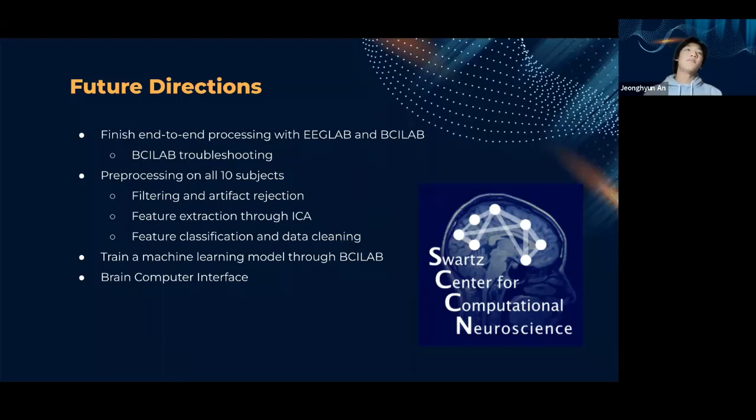After that, we're going to apply what we learned and the steps that we took on pre-processing all 10 subjects and putting them in BCI lab to develop a machine learning model. Lastly, we will hopefully have a brain-computer interface that will be able to tell what a subject is thinking in their inner speech.